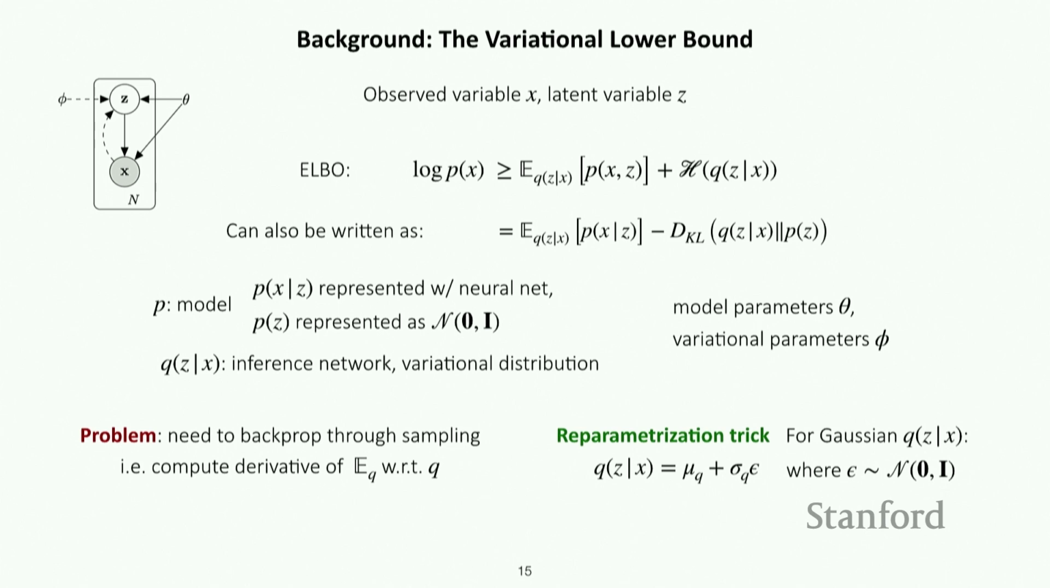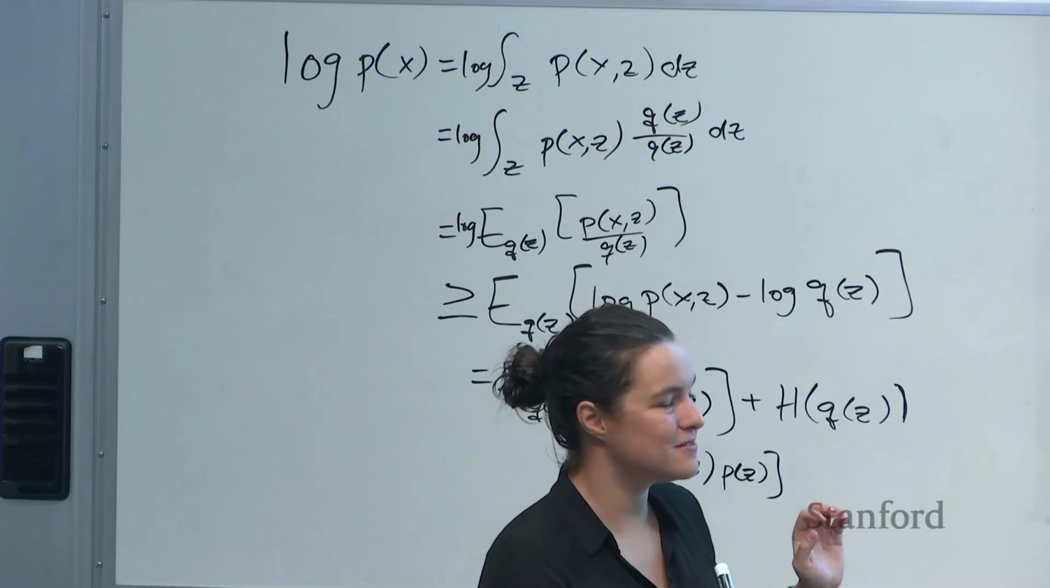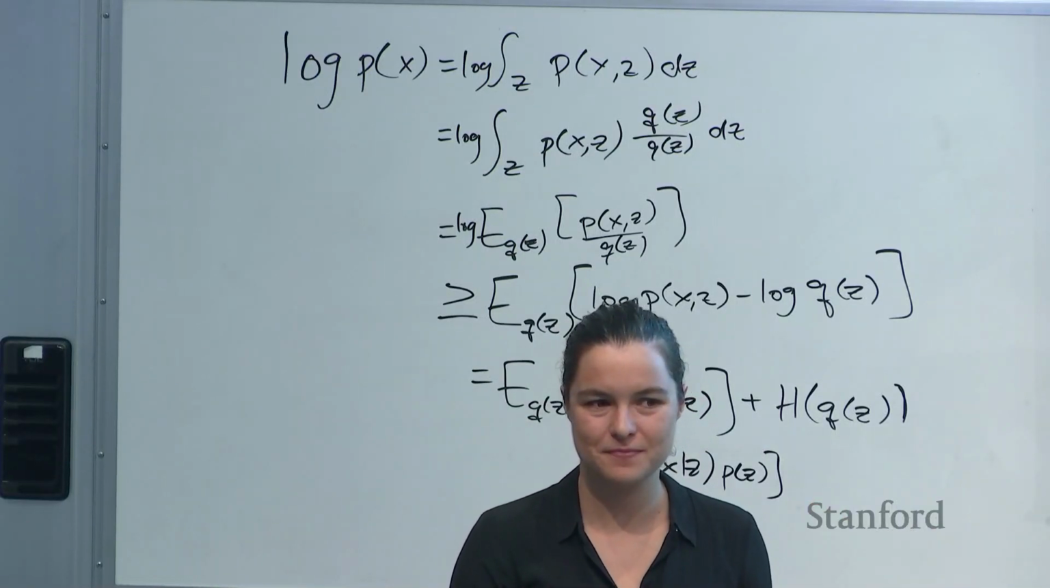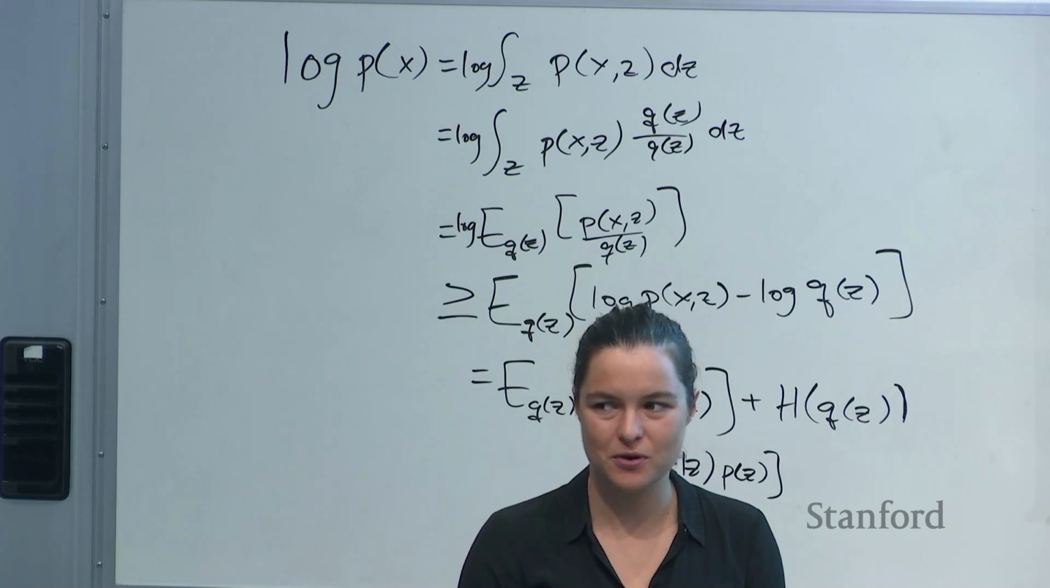OK, so that was a primer on variational inference for deep learning. Any questions before I move on to how we can use this with meta-learning?